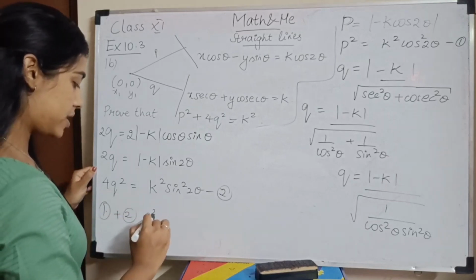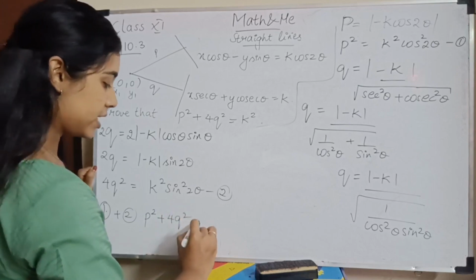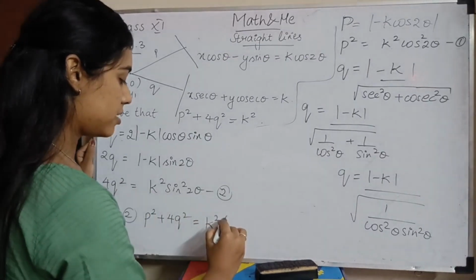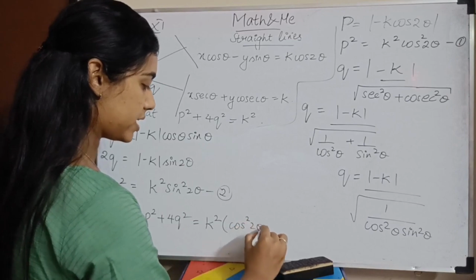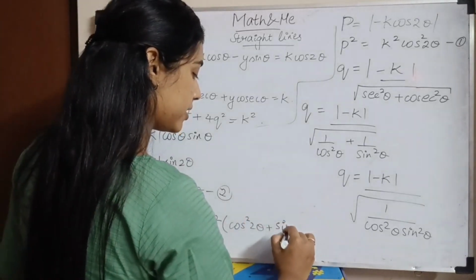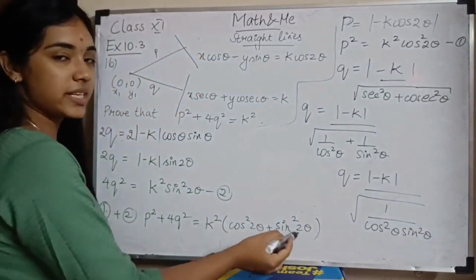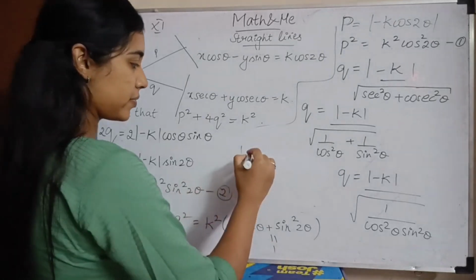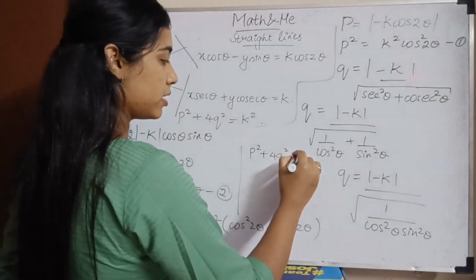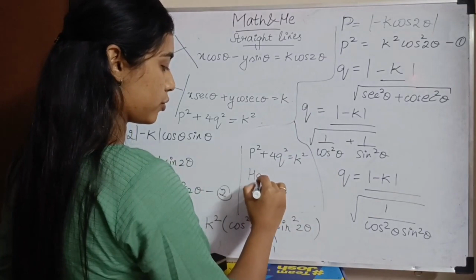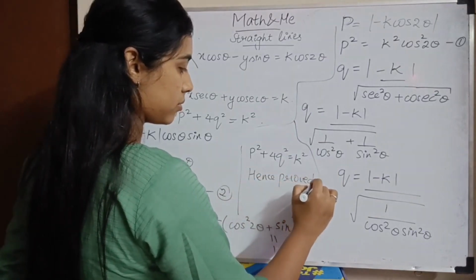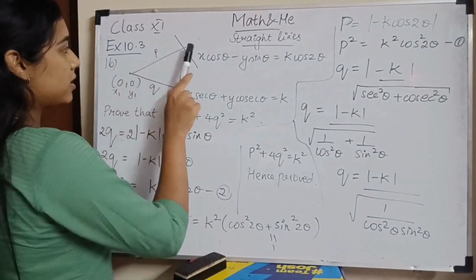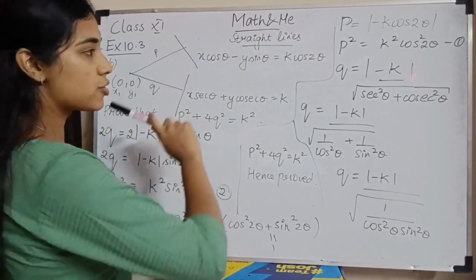So your LHS is p square plus 4q square equals k square cos square 2 theta plus k square sin square 2 theta. So I have k square times cos square 2 theta plus sin square 2 theta. So you know that cos square theta plus sin square theta is 1. So this becomes 1. So you have p square plus 4q square equals k square. p square plus 4q square equals k square. Hence proved. Clear? So basically in the question you are only using the distance formula. Or point or line, the distance is given. So you use the distance formula to solve such questions.